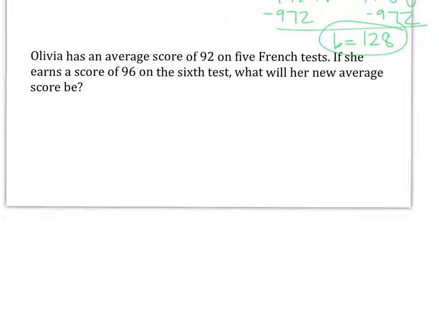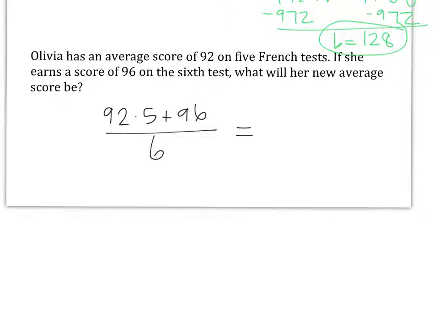Let's look at this third example. Olivia has an average score of 92 on 5 French tests. If she earns a score of 96 on the 6th test, what will her new average score be? So we know that she has a 92 on 5 of her tests. So 92 times 5 will give her some total value of points. Plus, she got a 96 on her 6th test, and that divided by 6 will give us her average.